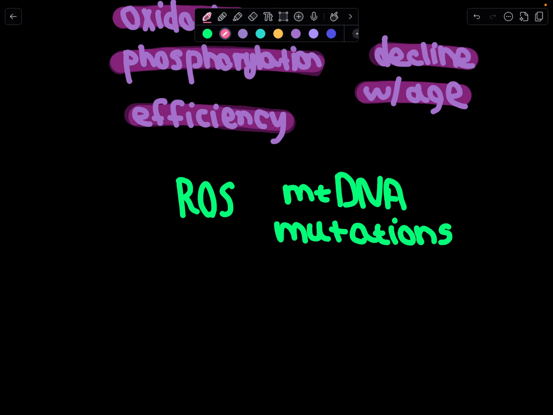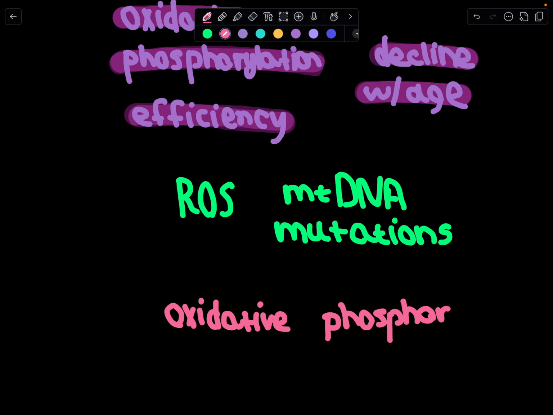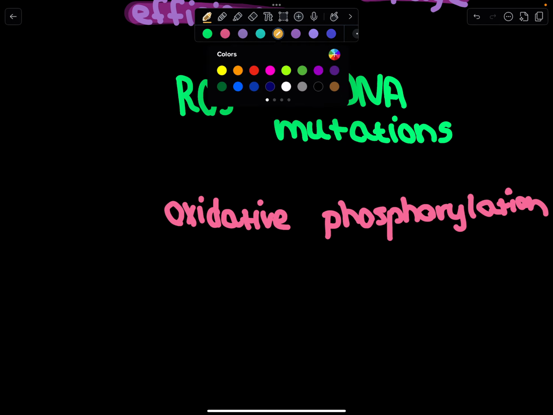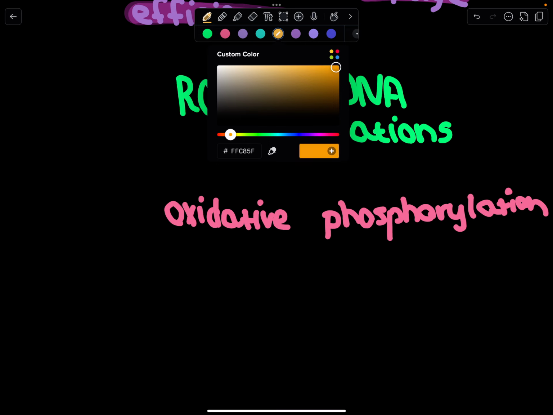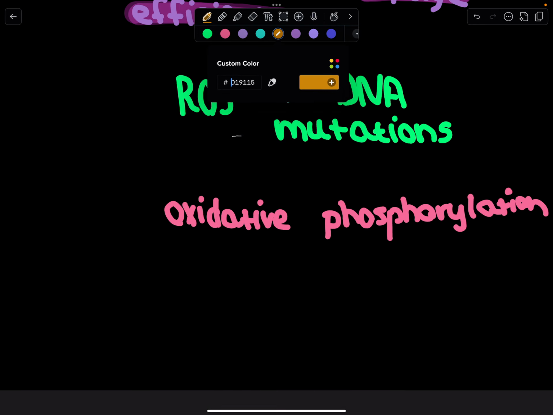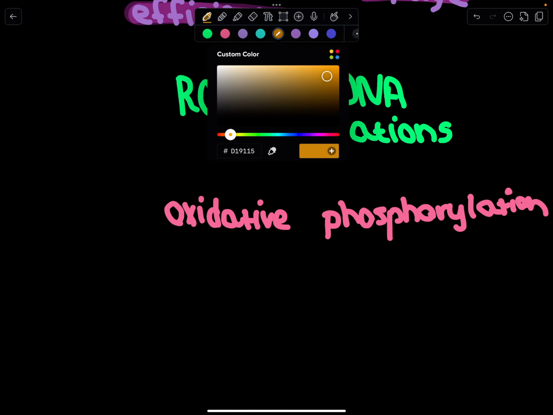Oxidative phosphorylation is the process in mitochondria where the electron transport chain, ETC, uses electron flow from NADH and FADH2 to pump protons, creating a gradient that powers ATP synthase to make ATP from ADP and phosphate. Defects in oxidative phosphorylation, often from mtDNA mutations or damaged ETC complexes, reduce ATP production, leading to energy shortages in tissues like muscles and brain, causing mitochondrial diseases.